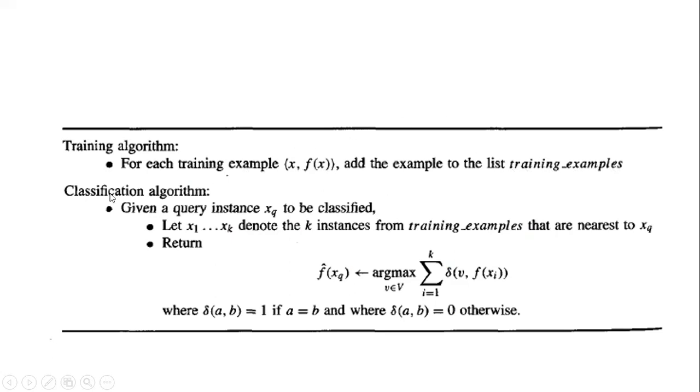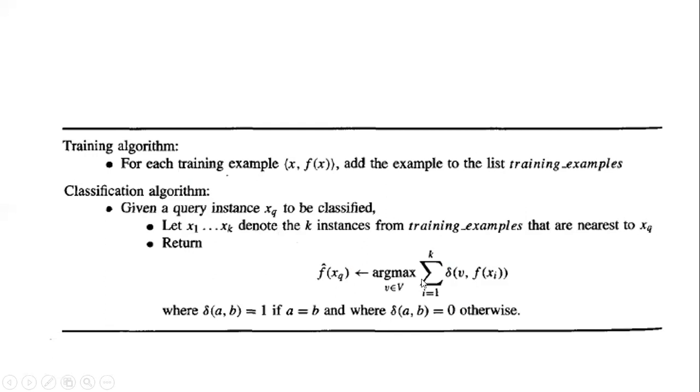Then for classification, given a query instance xq to be classified, that is the black dot which I showed in our example, let x1 up to xk, meaning x1, x2, x3, and so on up to xk, in our case 5, denote the k instances from training examples that are nearest to xq. So consider all those 5 examples that are nearest to our query example xq.